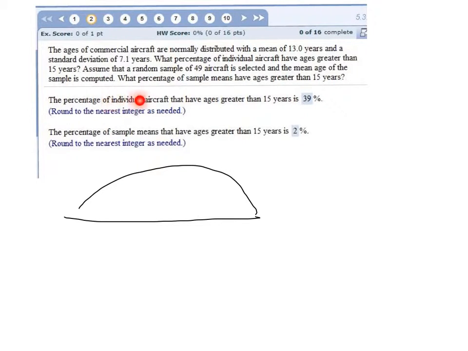So I'm talking about an individual aircraft. We don't need to do anything fancy with this. We just need to decide on, let's see, the mean is 13. We want to know what percentage of aircraft last longer than 15 years, or an age greater than 15 years.